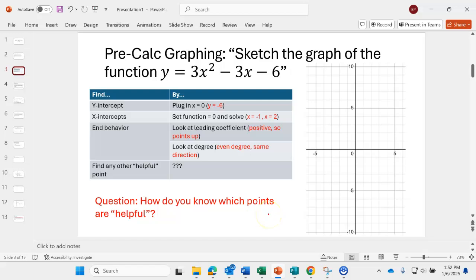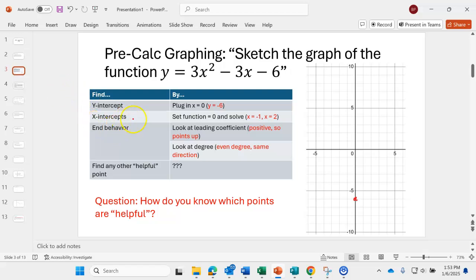So I set up a chart for you outlining more or less what you did in pre-calc. If I asked you to graph the function of this quadratic, 3x squared minus 3x minus 6, one of your first jobs is likely to find the y-intercept. In this case, you just plug in x equals 0. Everywhere you see an x, put in a 0. You get negative 6, plot the point.